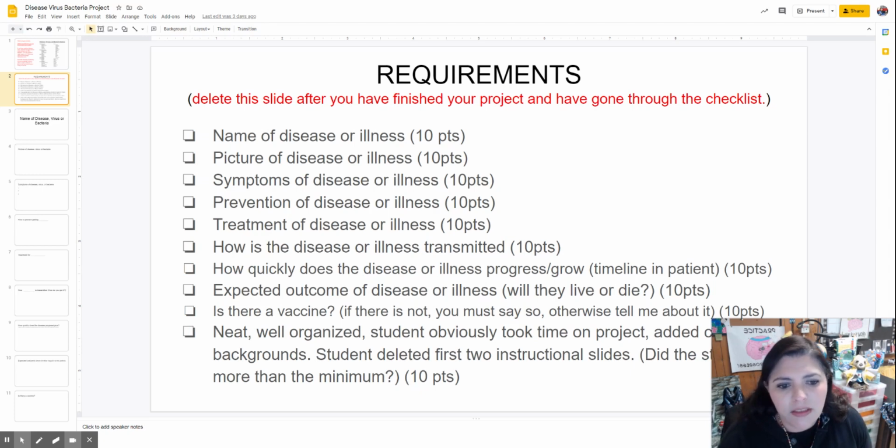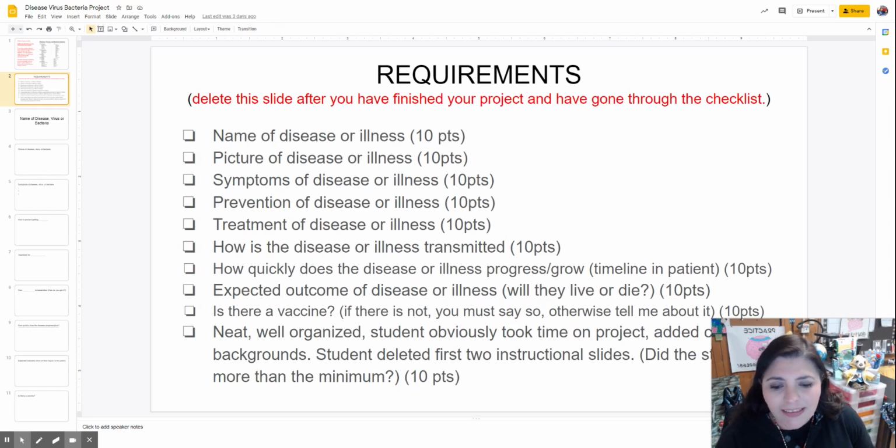Expected outcome of the disease or the illness. Will the person live or die? Is this something that they will get over eventually? Is it something that they're going to have to live with? If somebody's diagnosed with something, sometimes they'll tell them they usually have 5 to 10 years to live or something. It depends on the disease or illness that they have.